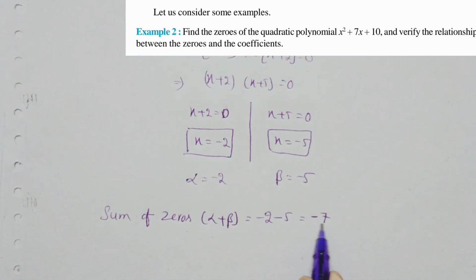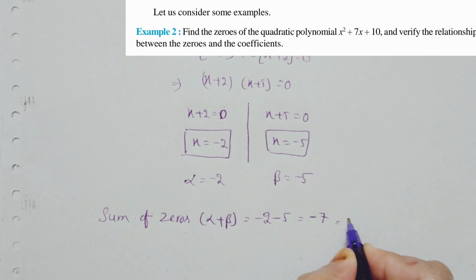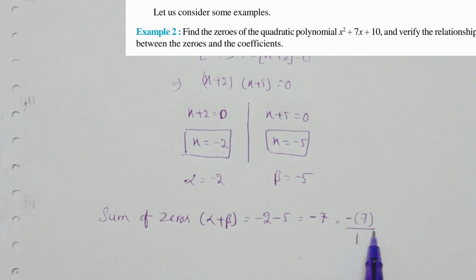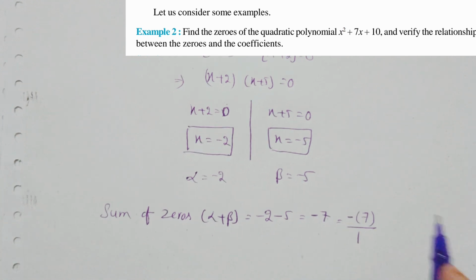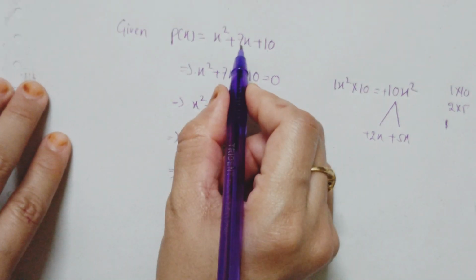If you look at this, it can be written as minus of 7 divided by 1. Can we write this minus 7 as this? See, minus 1 into 7 is minus 7. In the denominator 1. Nothing is there in the denominator, so we have to assume it as 1. So this minus 7 can be written as minus of 7 by 1. If you look at this clearly, here 7, what is 7?